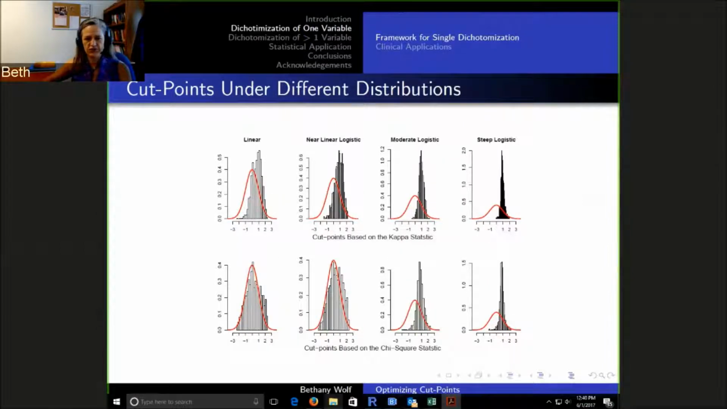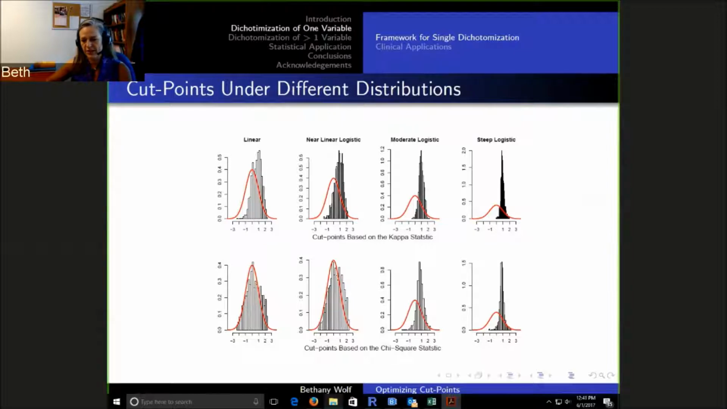And we see it's showing the same kind of thing here. So the red line is actually showing the distribution of the data. So the red line is the probability of Y as you increase your X. And the histogram is showing the cut points selected by the kappa statistic on the top and the chi-square statistic on the bottom. And again, what you're seeing is for the linear and near linear, the chi-square statistic is doing a good job. It's basically giving you this whole range that covers all of the data, which suggests you shouldn't use a cut point for those data.